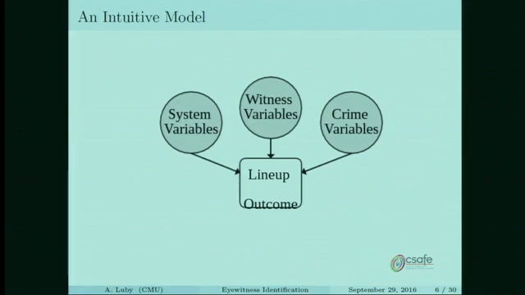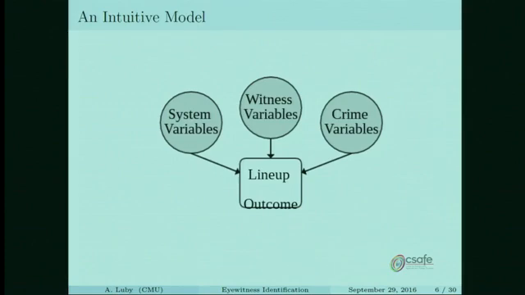So an intuitive model, I apologize for the text getting a little screwed up. So we have system variables, so these are the things about the lineup, the presentation, the instructions, the blind administration that we can control. There's also variables about the witness. So we've heard a little bit from some other talks about, is the witness reliable? What are the things about the witness that may have an effect on their identification? And then also variables about the crime. So this would be the things I mentioned, like the type of crime, the distance, the lighting, etc.